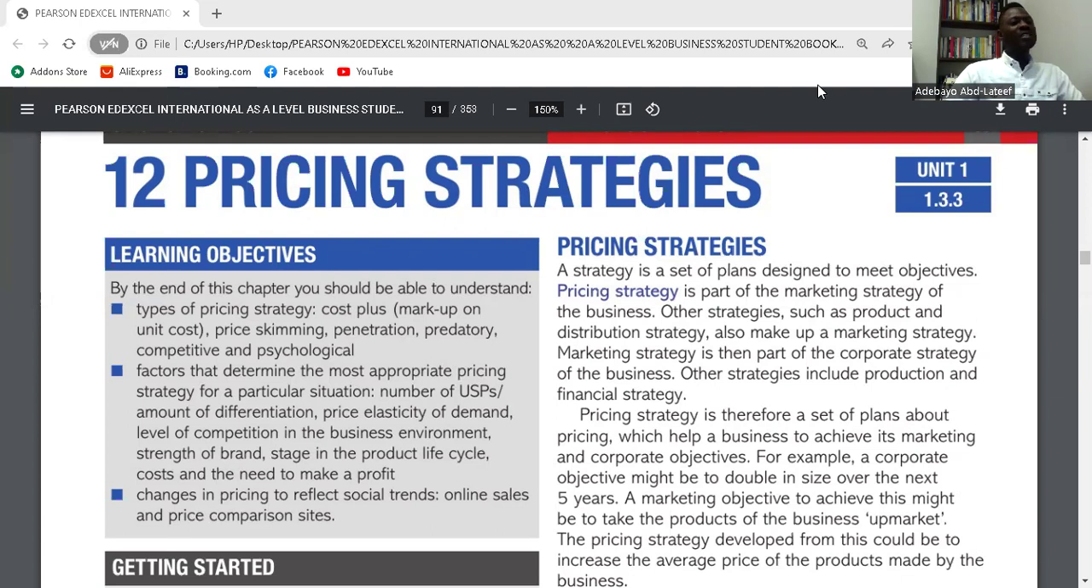When we talk about pricing strategy, it's simply an approach taken by a business or businesses to decide the amount to charge for their goods or services. It's an approach to decide what you want to charge, the amount you want to charge for a product or service. I think a pricing strategy is clear. So let's read.